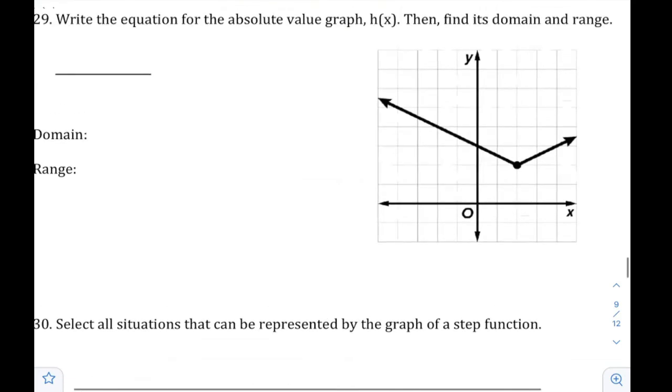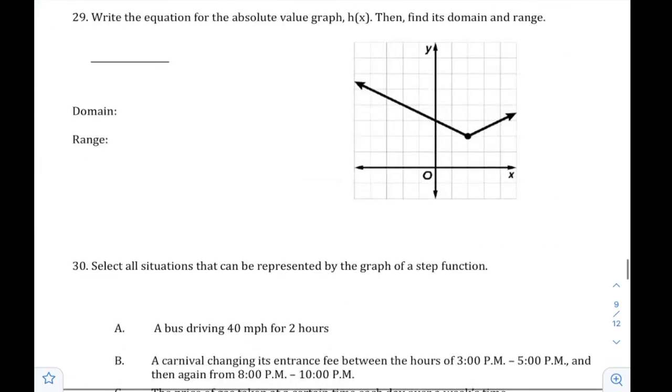Write the equation for the absolute value graph, then find its domain and range. Let's remember what was the parent function of the absolute value. The absolute value parent function was f of x equals absolute value of x. And it has this shape originally. Slope is 1, and it has a V shape. As you see, 1, 1, 2, 2, 3, 3, -1, -1, because the slope was 1. Slope here, 1/1, which is 1.